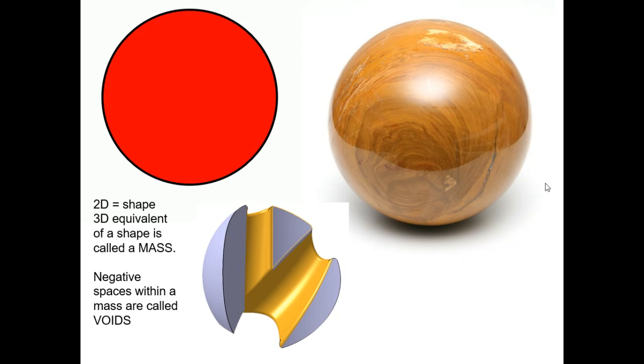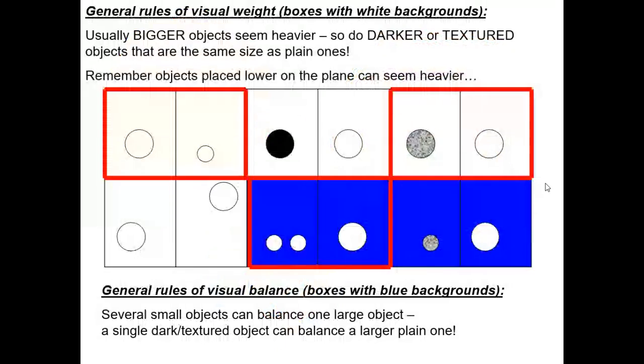And just like we can have positive and negative areas in a 2-dimensional drawing or in a 2-dimensional shape, we can also have solids and voids in 3-dimensional objects. So we refer to the empty spaces, the non-filled spaces, as voids or negative spaces in 3-dimensional objects or 3-dimensional masses. Definitely you've seen this a couple of times.